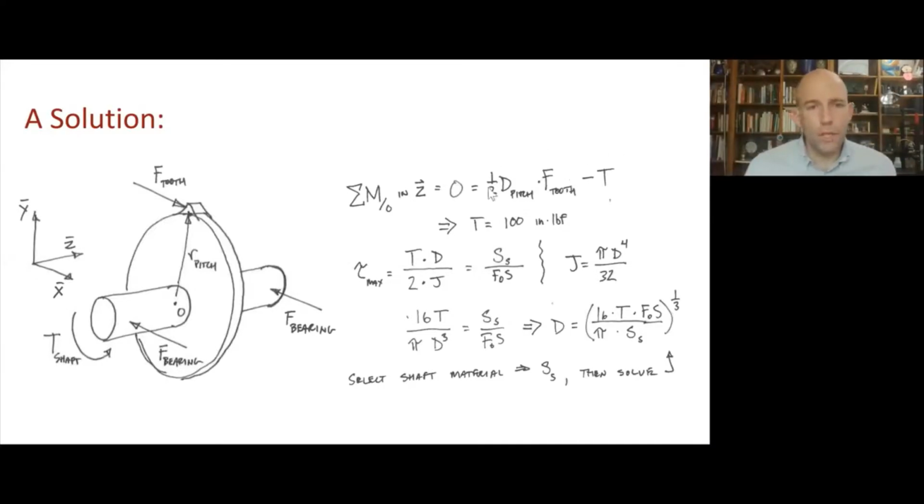And so that will be 1/2 of the pitch diameter times the tooth force. And then this applied torque on the shaft also gives us a moment, and that's just T, we've called it. And then the bearing forces don't produce any moment about that center of the shaft because they go right through it, so they have 0 lever arm. And so we can do this to see that the torque that the shaft experiences is 100 inch-pounds.